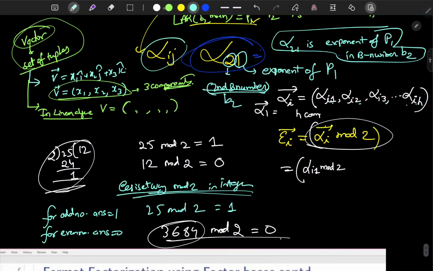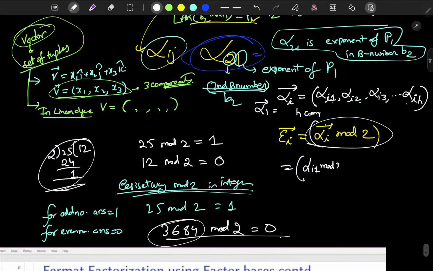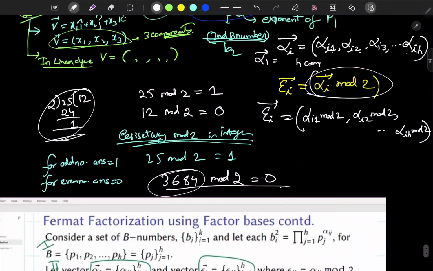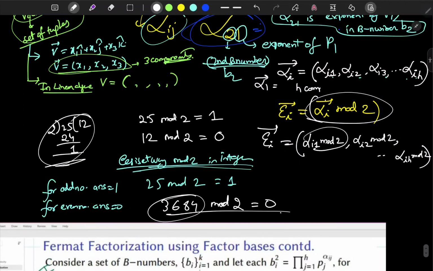In this terminology I am saying apply mod 2 to each and every component, that is alpha i2 mod 2 up to alpha ih mod 2. By applying all this you get epsilon i bar. Again, the mod 2 trick: if alpha is an even number, the answer will be 0; if alpha is an odd number, the answer will be 1.